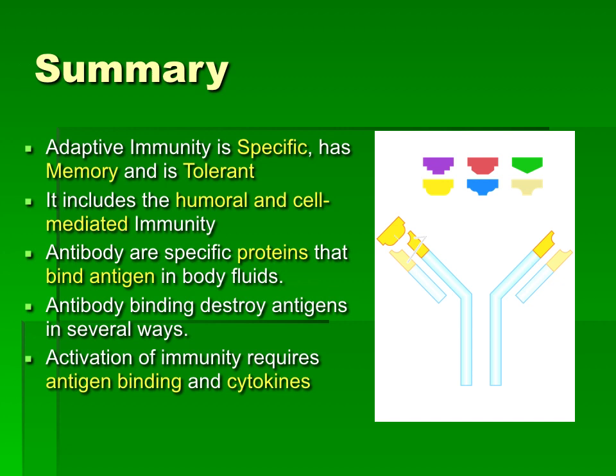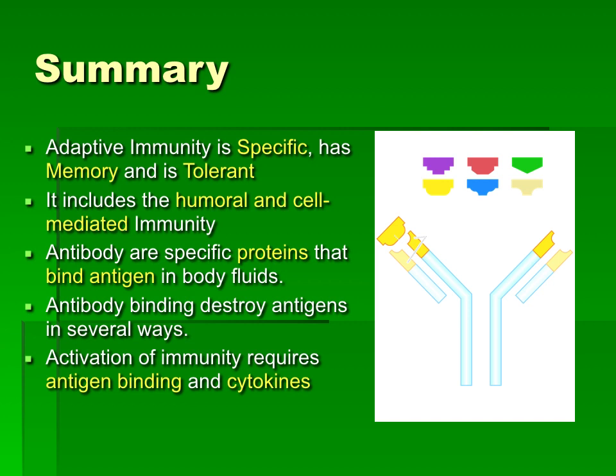Okay, so in summary, adaptive immunity is specific, has memory, and is tolerant. It includes humoral, antibody-mediated immunity, and cell-mediated immunity. The antibodies are specific proteins that can bind antigens in body fluids. We're not talking just blood, we're talking plasma, tissue fluids, digestive fluids, perspiration, fluids on mucous membranes. You'll get antibody in compartments like in other body cavities and things like that.